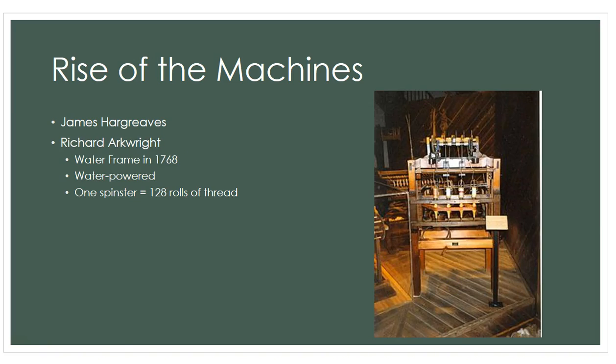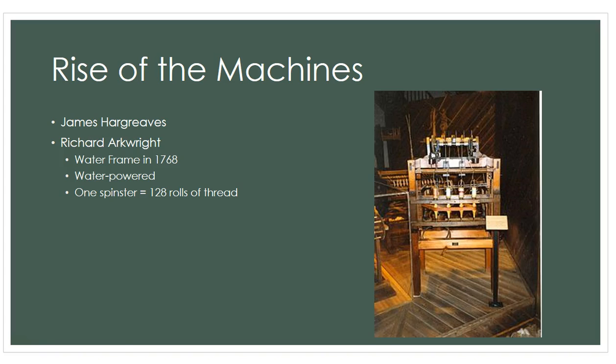Four years later, in 1768, Richard Arkwright invented what was called the water frame. Now, you may think that's a funny name for a spinning machine, but it gets the name because it was in fact water-powered. So water frame kind of makes sense. And using this machine, one spinster could make 128 rolls of thread at the same time. So this is a massive improvement.